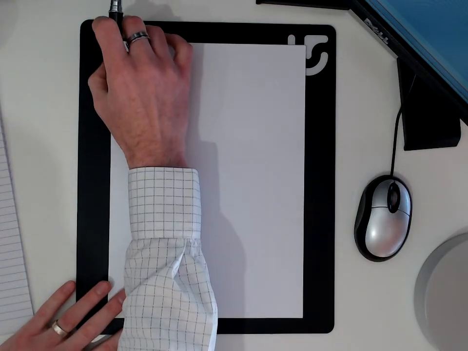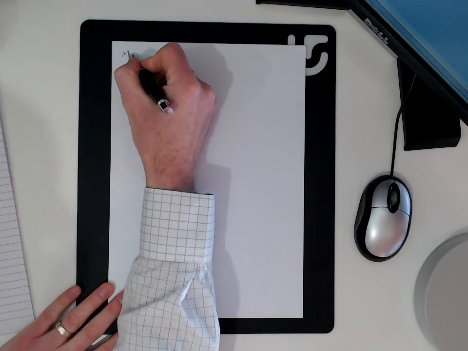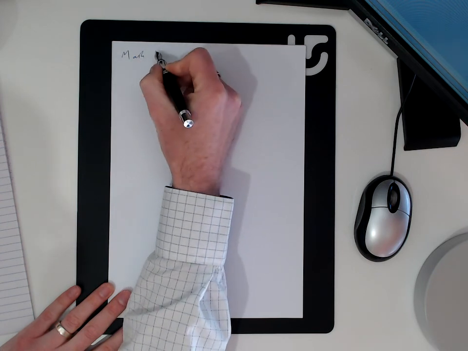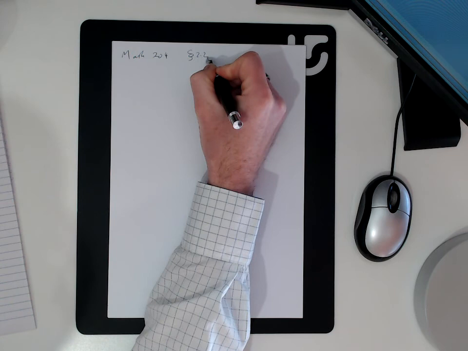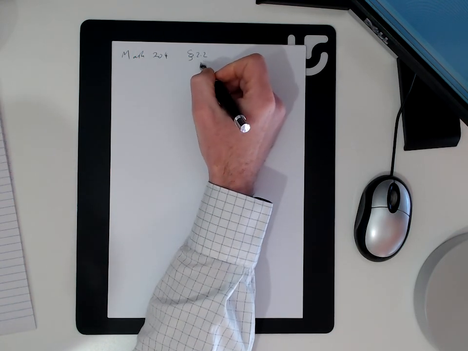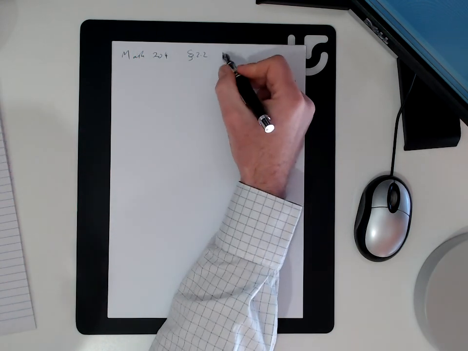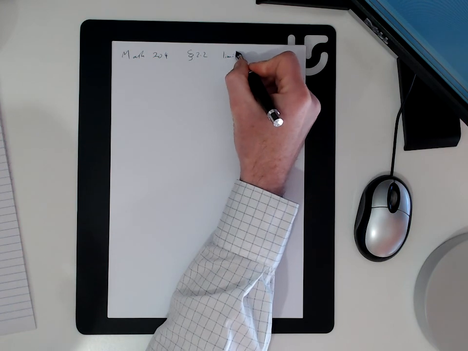This is Math 204, Complex Variables. In this video I'm talking about section 2.2 in the notes, which is limits.